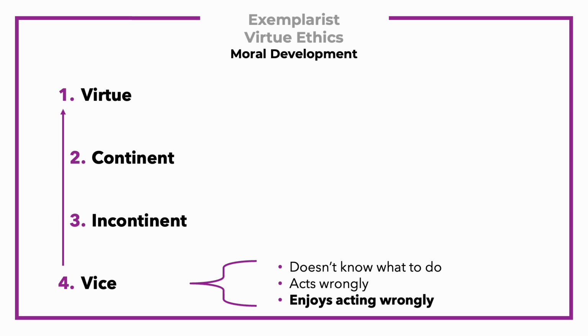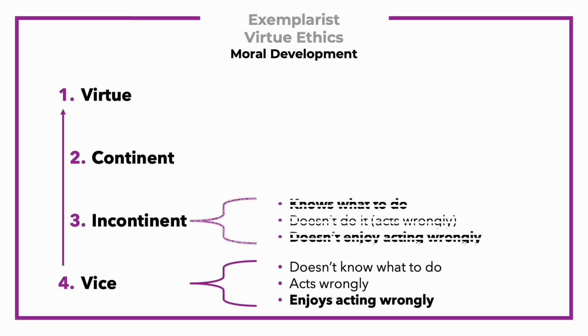They act wrongly, and they enjoy doing the wrong thing. So here we might imagine someone like the Joker in the Batman movies. The Joker, not only does he act wrongly, but he seems to enjoy it, and he has no sense that what he's doing is wrong. He sort of thinks it's right. So he likes causing chaos. Now that is a real vicious person. You're in a bad shape if you're the Joker.